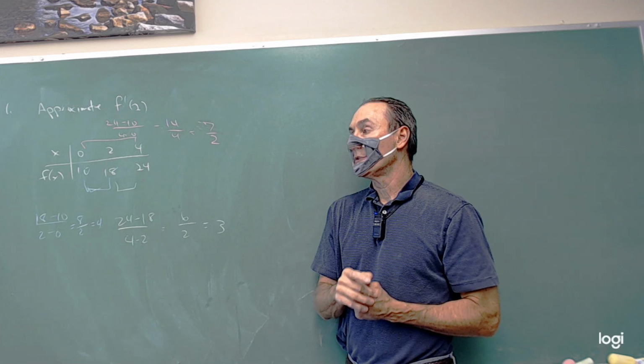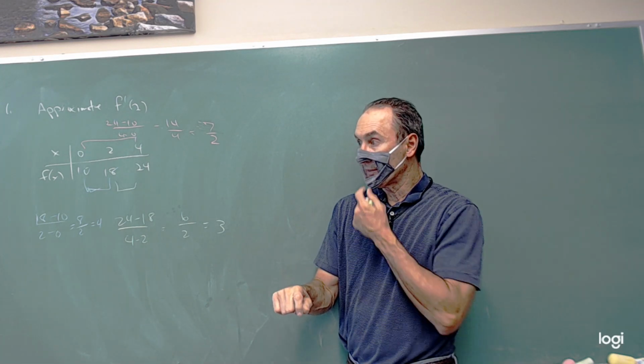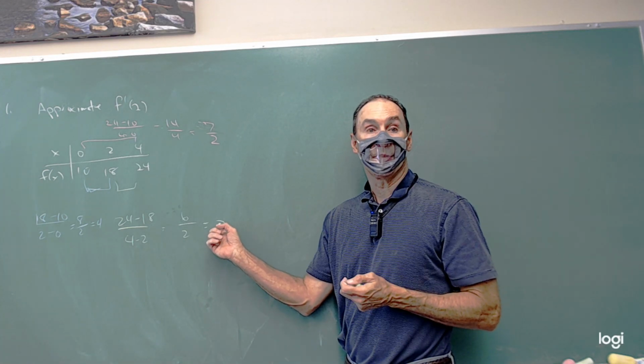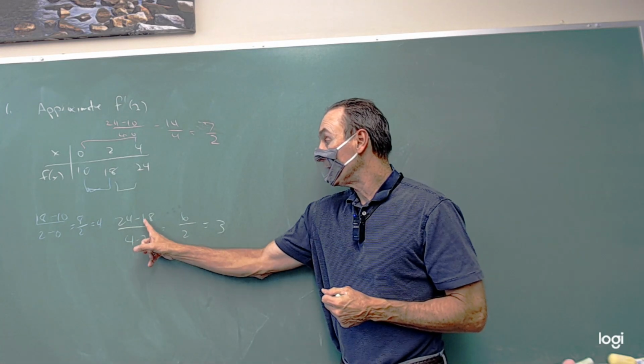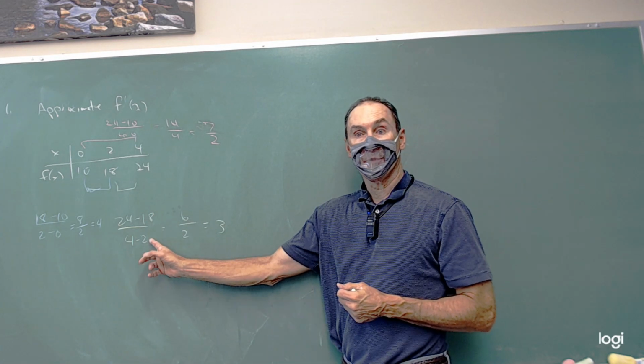When they ask you to do that, you must show a difference and a quotient to get the point. You can't just write the answer down and do the arithmetic in your head, because that won't get the point. So you have to show a difference, that you're subtracting something, and a quotient, that you're dividing by something.